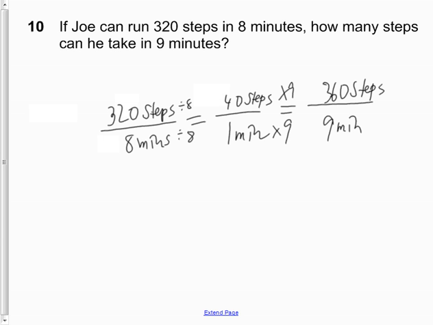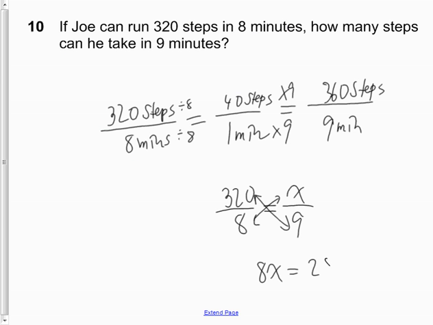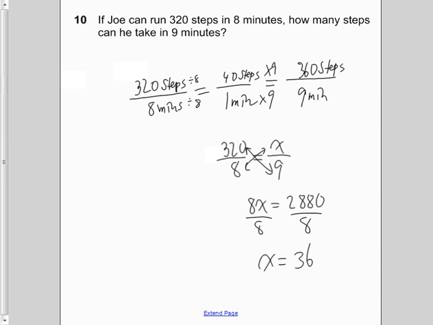If I use proportional reasoning, 320 in 8 minutes is proportional to how many steps in 9 minutes. When I set it up like this, I can multiply across to get 8x equals, oh, hang on, I need a calculator. 320 times 9 is 2,880. Divide that by 8, and x will equal 360. Okay? So the number of steps would be 360 steps in 9 minutes.